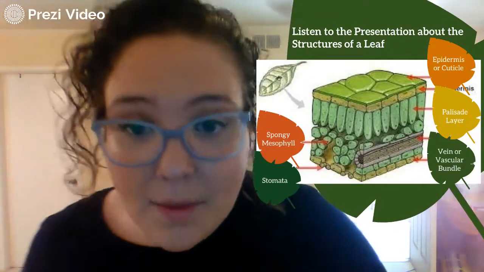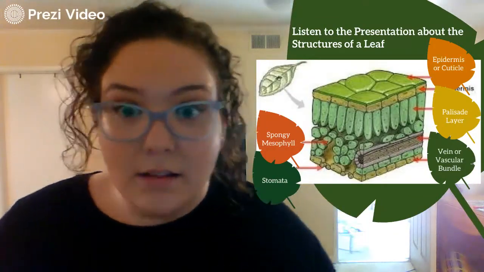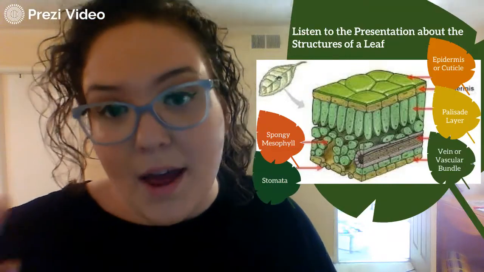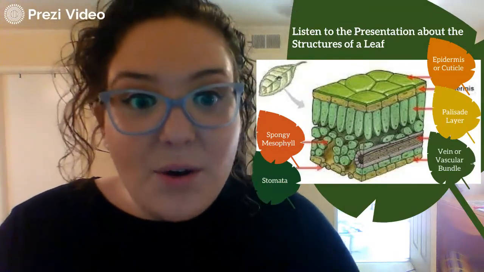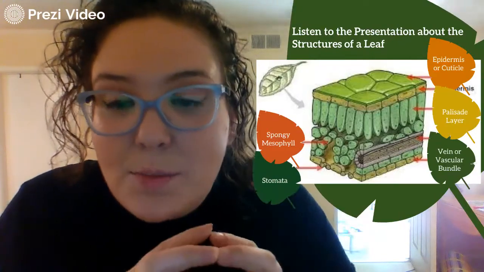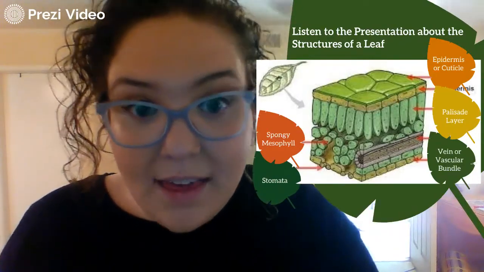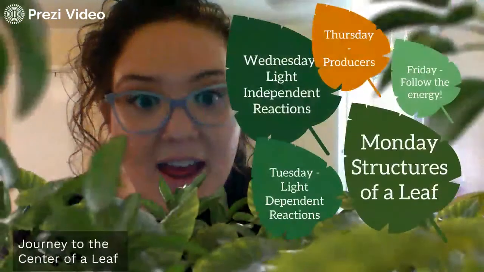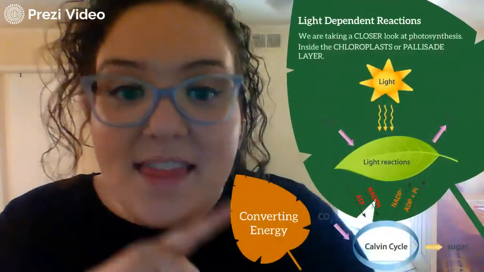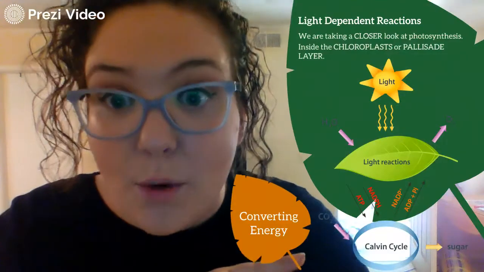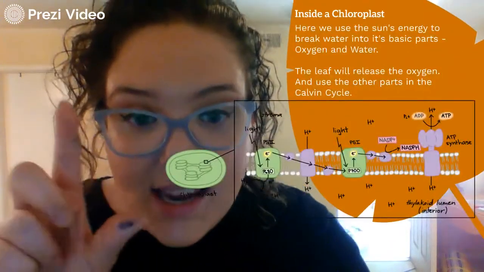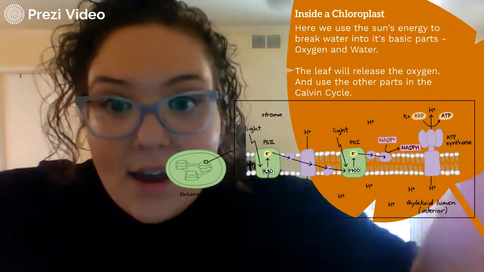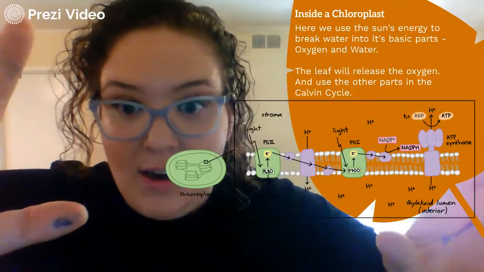Then you have the palisade layer. The palisade layer holds the thylakoid membrane, that big college level, high school level word that I don't expect you to remember, but if you do, that's fantastic. But it holds the thylakoid membrane, and that's where the process of photosynthesis actually occurs. That is where the light-dependent reactions can happen. The light-dependent reactions are where we take water and a little bit of light, electron energy, and we break up a water molecule into oxygen and hydrogen.